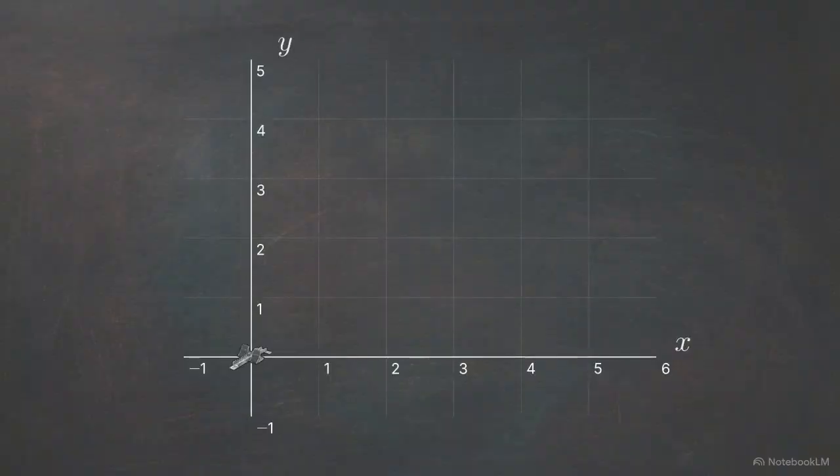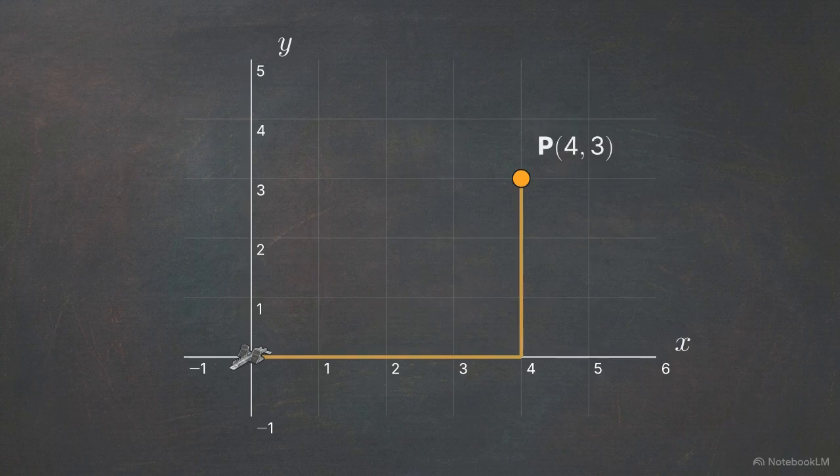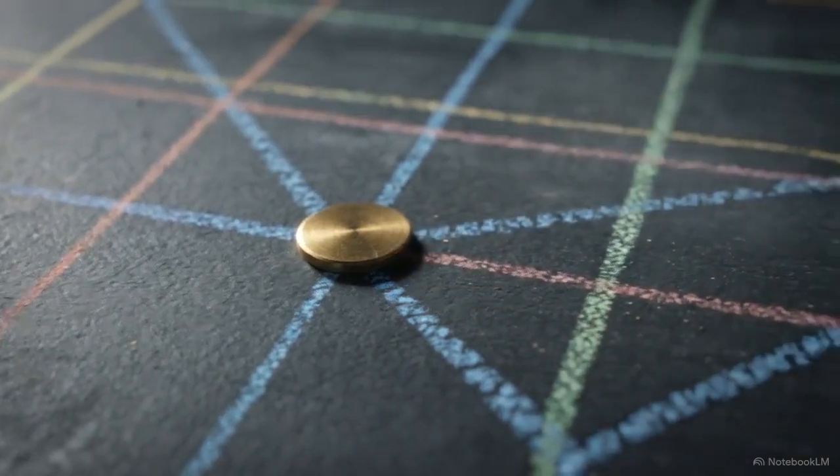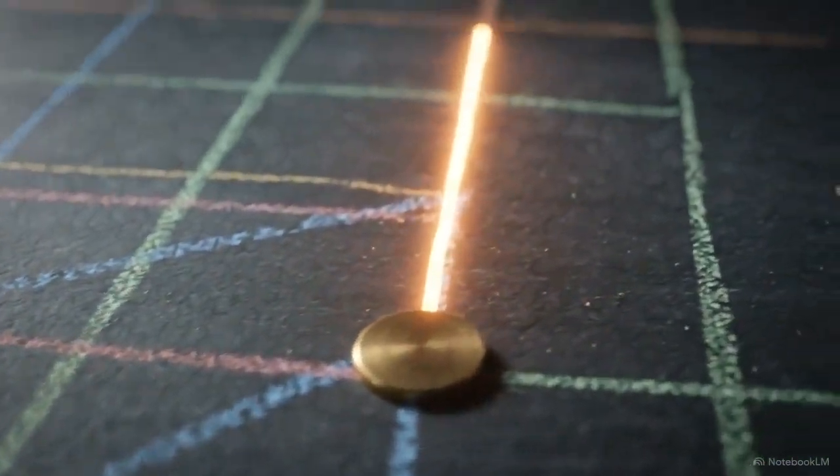To plot the point 4, 3, we start at the origin. First, we measure our perpendicular distance from the vertical y-axis by moving 4 units to the right along the horizontal x-axis. Next, we measure our perpendicular distance from the x-axis. From that spot, we move 3 units straight up, parallel to the y-axis, and mark our point, P. Think of it as having to run before you jump. You move horizontally along the x-axis first before moving vertically.